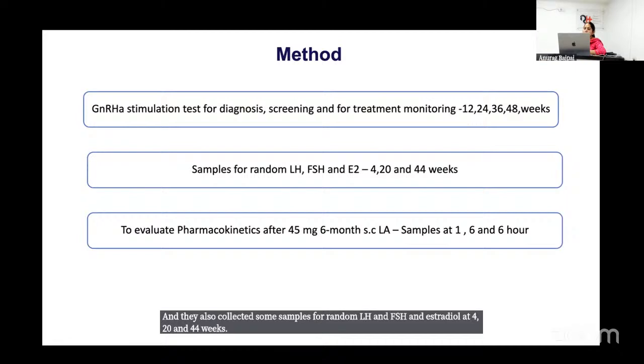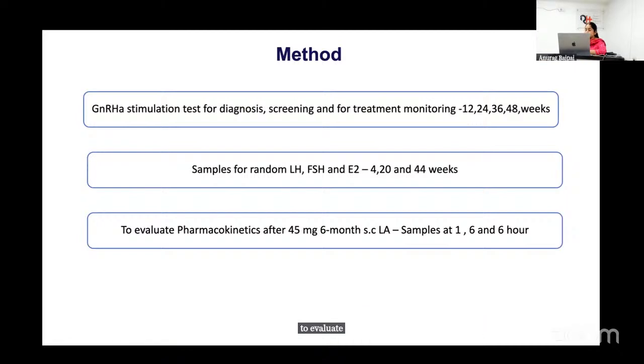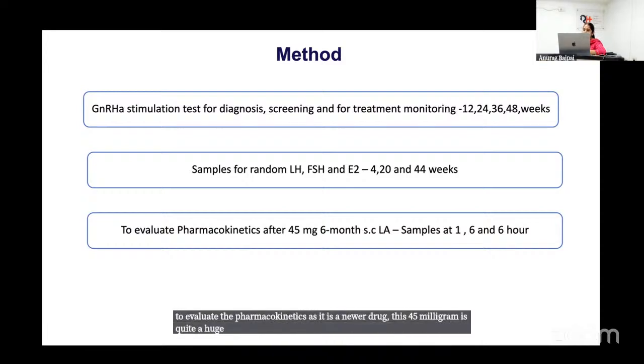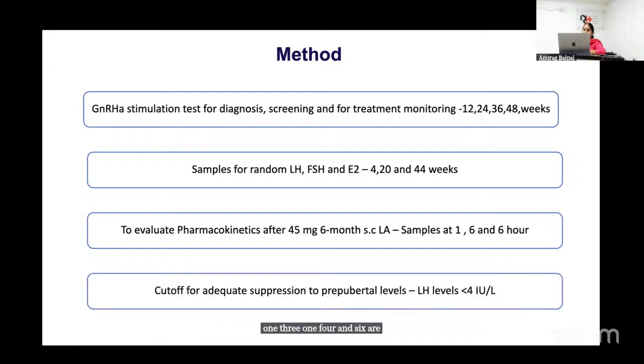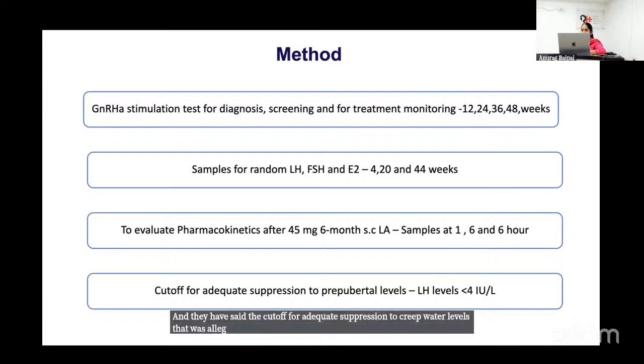To evaluate the pharmacokinetics, as it is a newer drug and this 45 milligram is quite a huge amount, they collected samples at 1, 3, 4, and 6 hours. They set the cutoff for adequate suppression to prepubertal levels, that was LH less than 4.